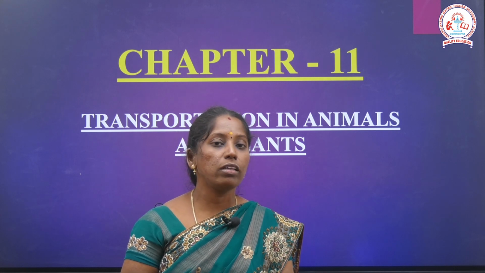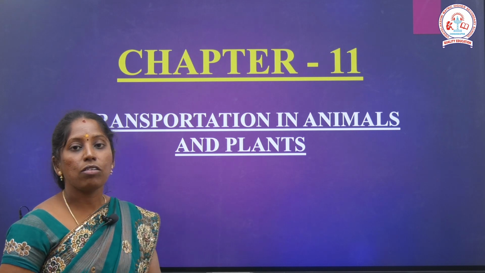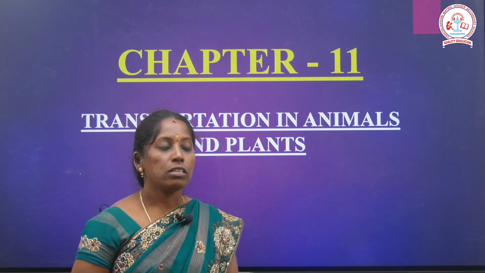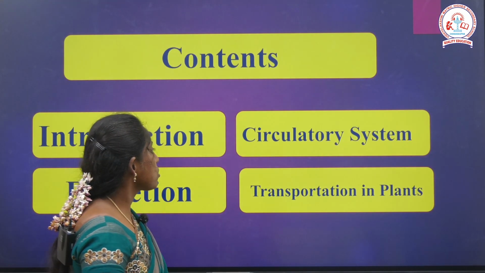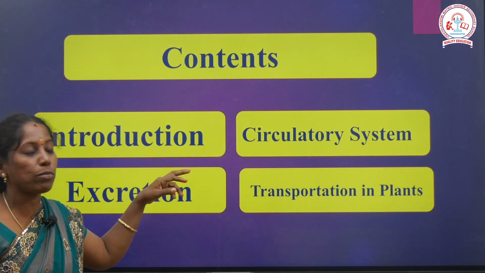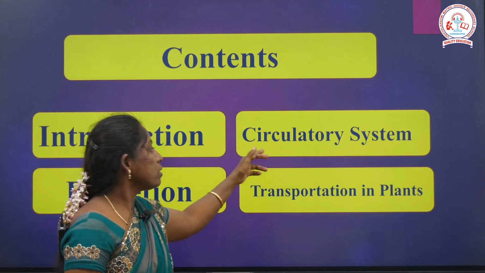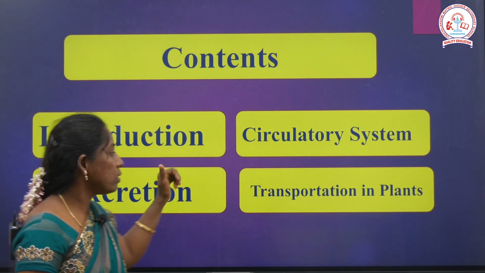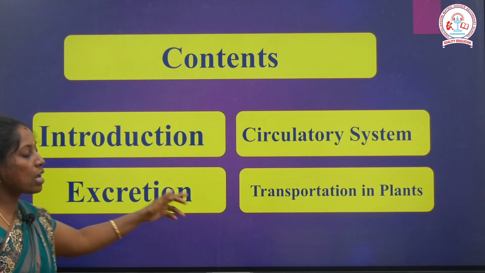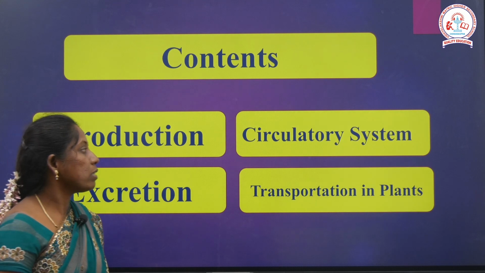Today we are going to learn about transportation in animals and plants for class 7 students. What are the contents we are seeing in this topic? First, the introduction, then the circulatory system, then excretion, and transportation in plants. These are the contents we are going to see in this topic.